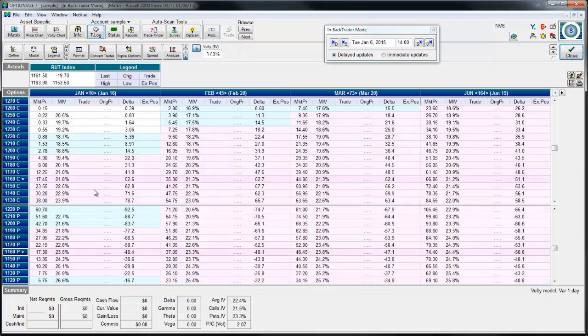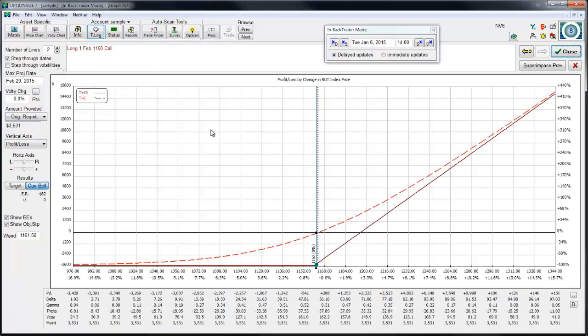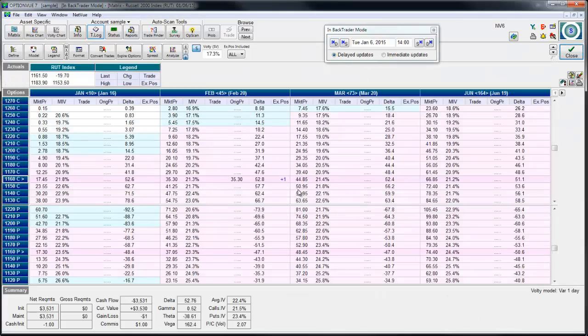So let's say that I went the reverse and I said, well, I think we found support. I'm going to buy an option here, pay about the same price, $35.30. Now, it's completely changed that risk profile. I've got defined risk to the downside, unlimited profit potential to the upside.